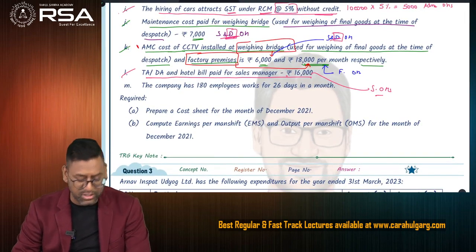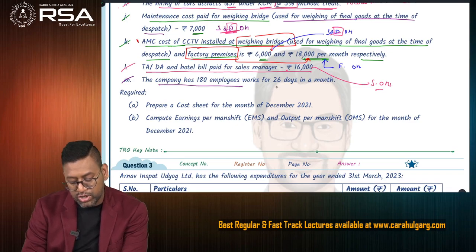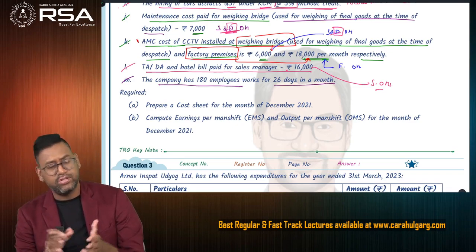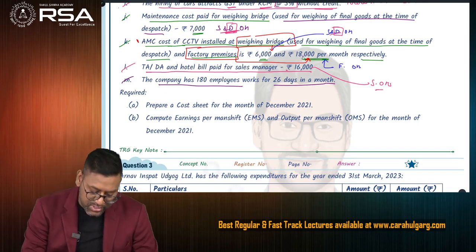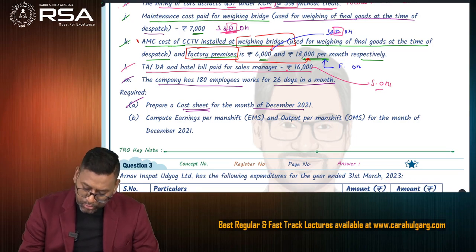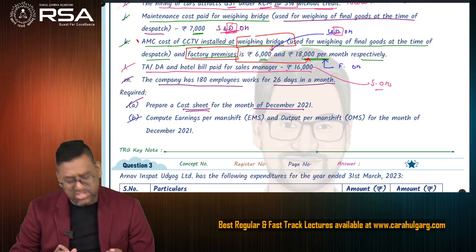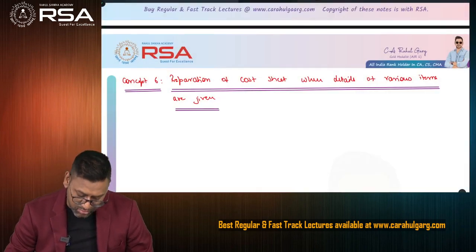Question further gives you certain data. It says company has 180 employees who work for 26 days in a month. So in a month, 26 days the factory is being run, and there are total 180 employees. So it says prepare a cost sheet for the month of December 21. First of all, we do this, then it is asking some other detail which is dependent upon the preparation of cost sheet. So without wasting the time, we are first starting with cost sheet.